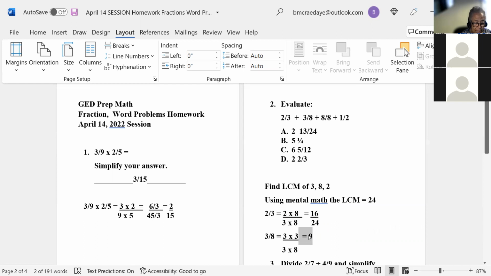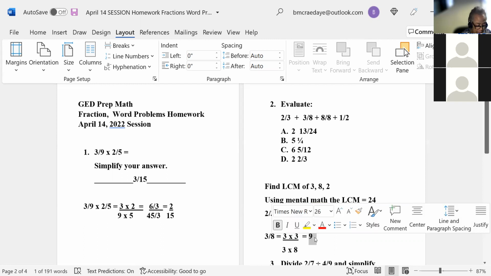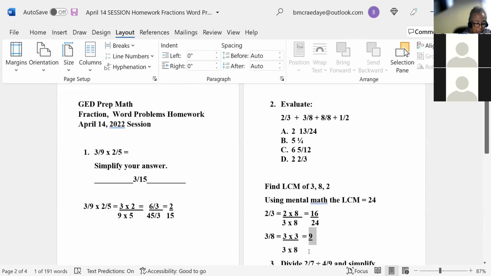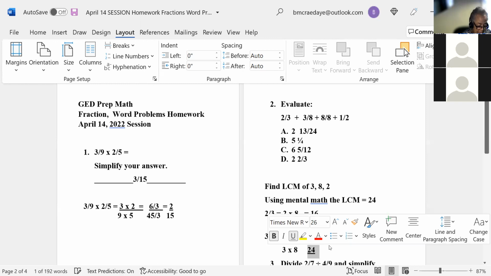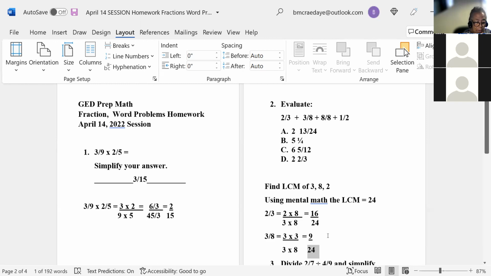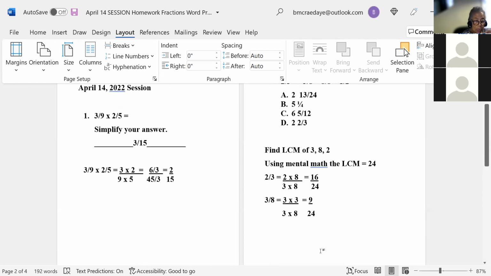And so that would be 9 over 24. All right. So let's just put 24 here. And then we have 2 more to go. Okay. This is 24. And this does not have to be an underline. Now let me just bring that down because we're still working on it.